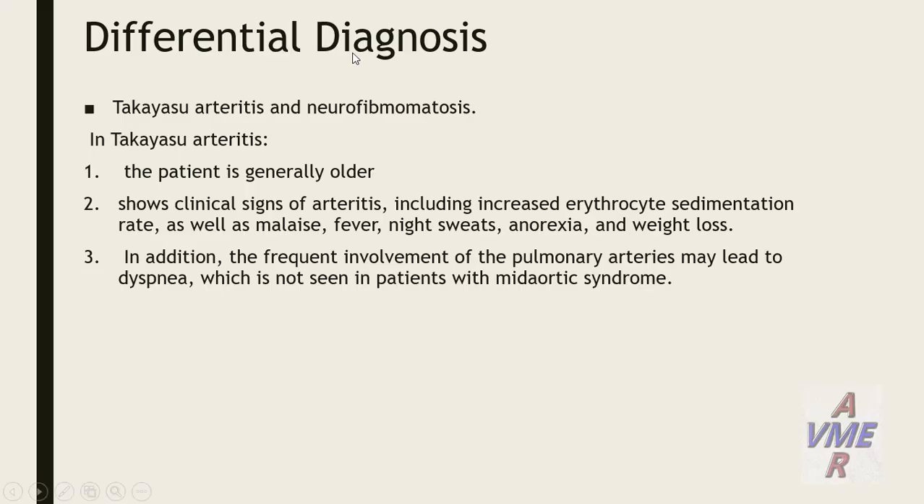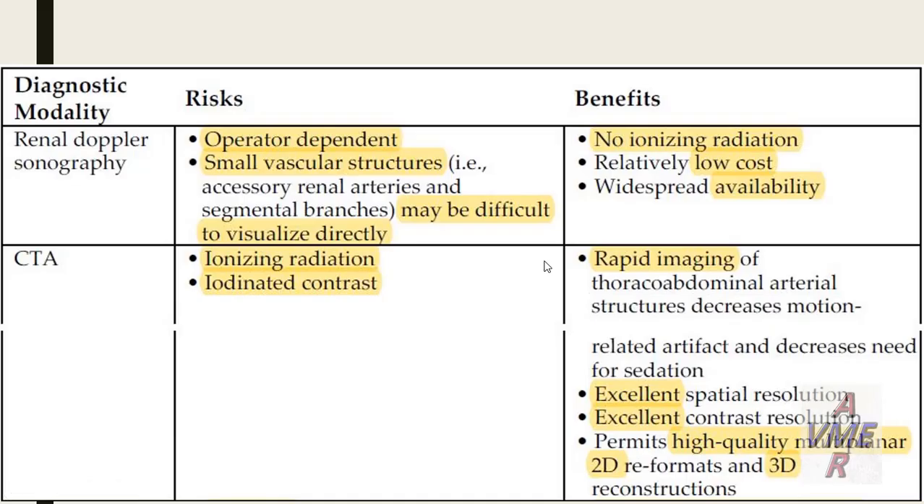Differential diagnosis is with Takayasu arteritis and neurofibromatosis. In Takayasu arteritis, the patient is generally older and shows clinical signs of arteritis, including increased ESR, as well as malaise, fever, night sweats, anorexia, and weight loss. In addition, the frequent involvement of the pulmonary arteries may lead to dyspnea, which is not seen in patients with mid-aortic syndrome. So Takayasu arteritis is in older patients, has increased ESR and systemic manifestations, and it would affect the pulmonary artery, causing dyspnea.